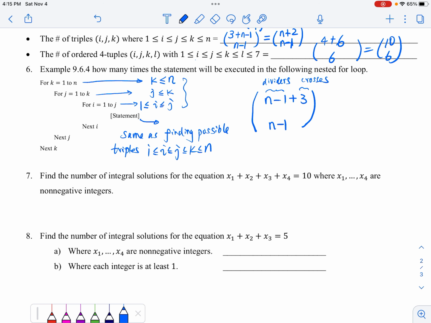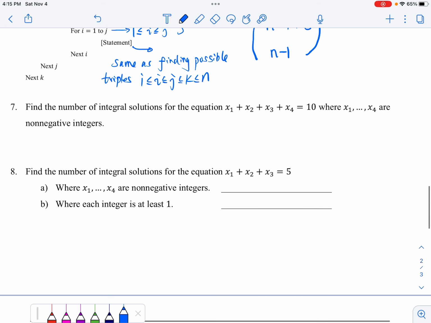Now let's extend the idea to some other scenario. Again, I hope that you will find it surprising or amazing how this technique can be used to solve so many different types of problems. So now let's take a look at this problem. Let's find the number of integral solutions for this equation, x1 plus x2 plus x3 plus x4 equals 10, where x1 to x4 are just non-negative integers. That means they are greater than or equal to 0, xi greater than or equal to 0.